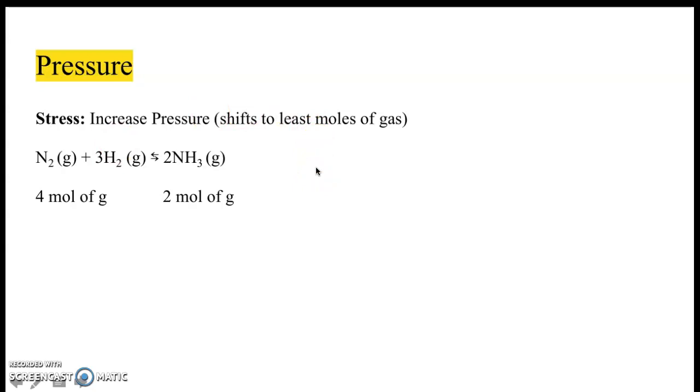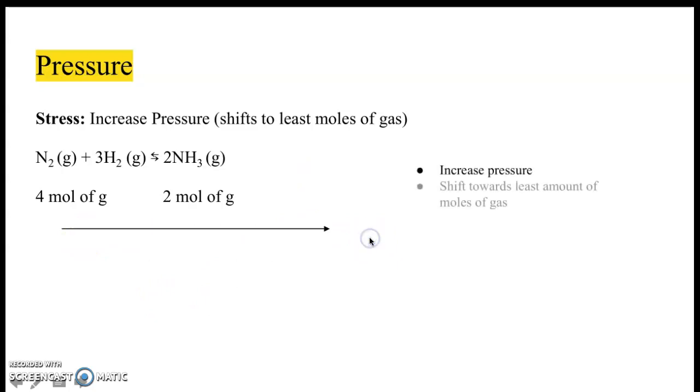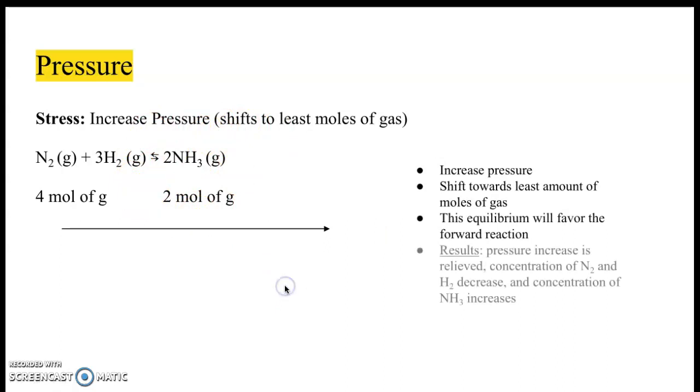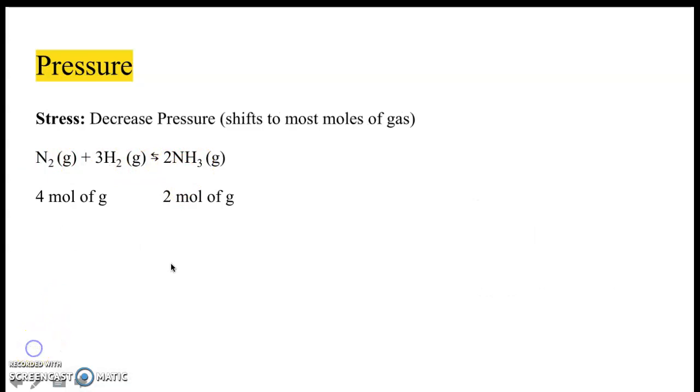So we're now going to shift towards the least amount of moles, meaning we're going to experience a right shift. So we had an increase in pressure. We shift towards the least amount of moles of gas produced, which is our product side. This equilibrium, for this case, favors the forward reaction. Our result means our pressure increase is relieved, so we have an overall decrease in pressure. Concentration of N2 and H2 are going to decrease as they're used to produce ammonia, and our ammonia concentration is going to increase.